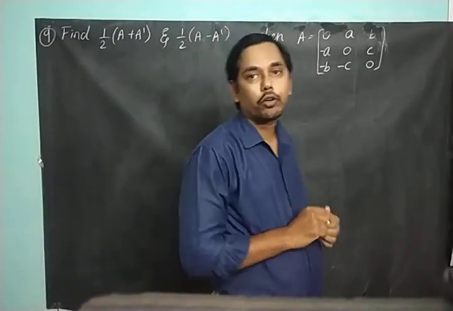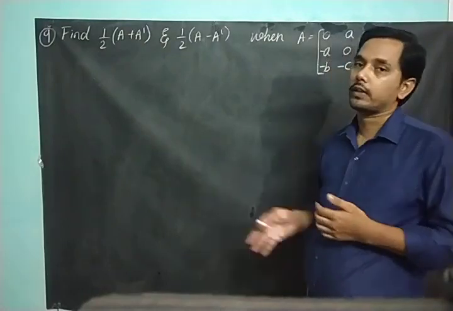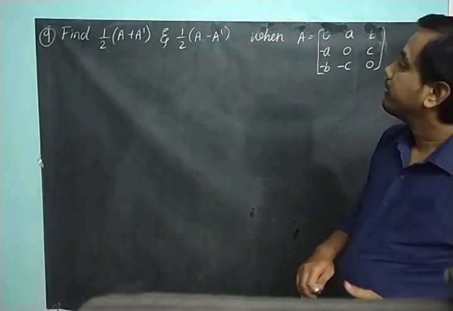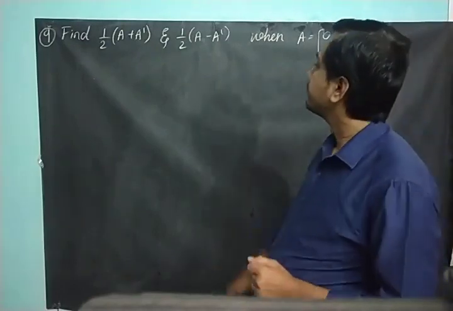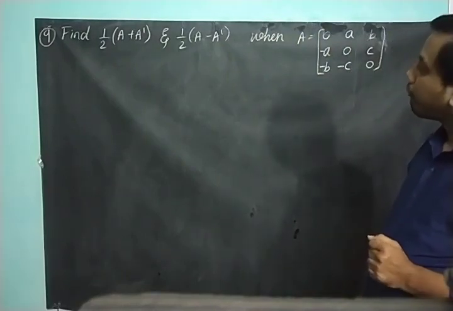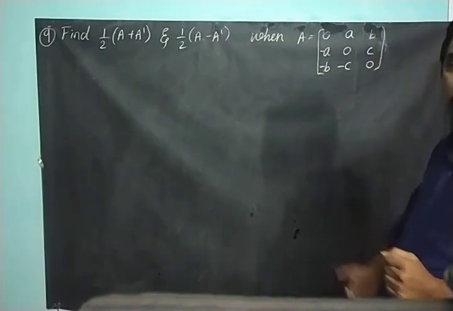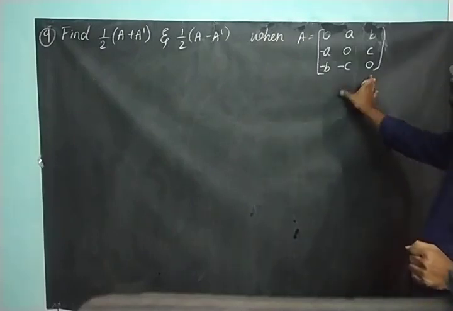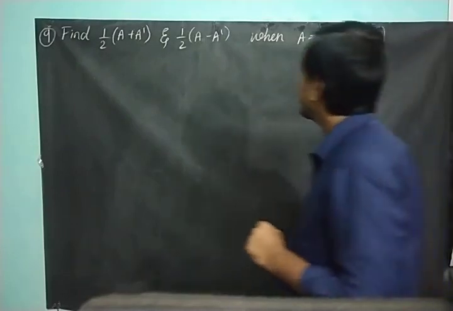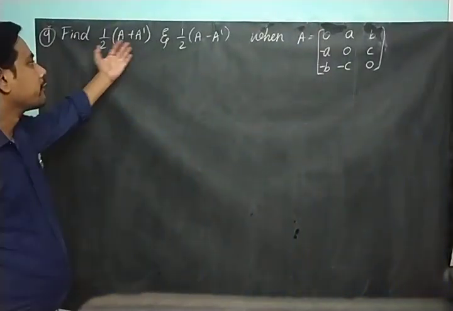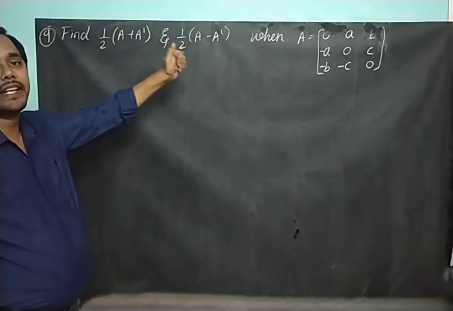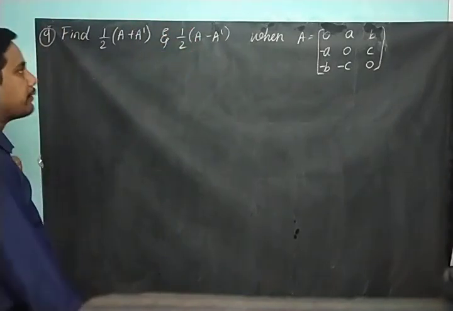So friends, I think you got the answers for the previous sessions. You got all the things whatever we have solved in the previous slide, right? So with that we'll proceed to the next problem. We need to find half of A plus A dash and half of A minus A dash, and they have given us the matrix A. To find both we need A dash. So with A, let us find the value of A dash.